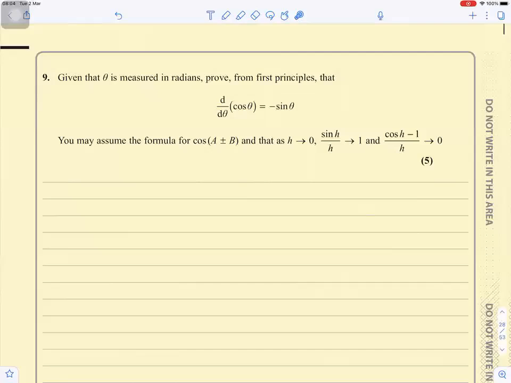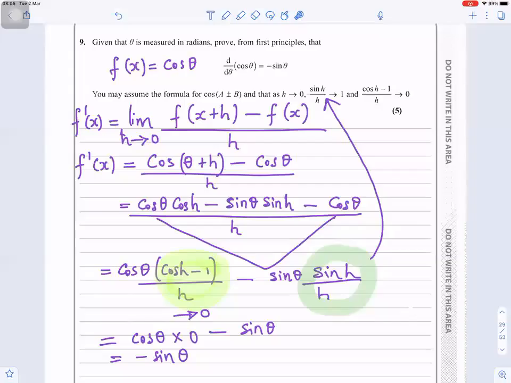Question number 9. Given that theta is measured in radians, prove from first principles that the differential of cos theta is equal to minus sine theta. So f of x is cos theta. So we want to differentiate cos theta. We're using this formula there. That's very important. I've circled it. f dash of x is given as the limit as h tends to 0 of f of x plus h, remember, we've added h to it, minus f of x, divided by h.